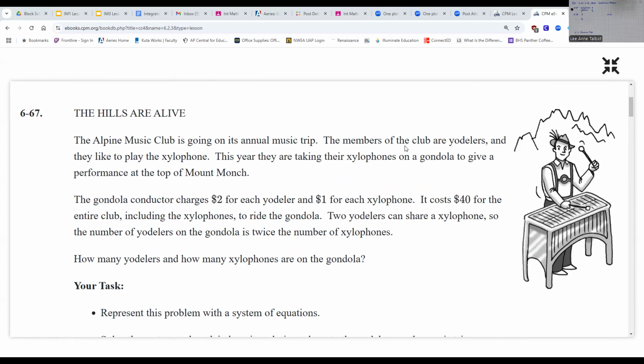Monk. The gondola conductor charges $2 for each yodeler and $1 for each xylophone. It costs $40 for the entire club, including the xylophones, to ride the gondola. Two yodelers can share a xylophone, so the number of yodelers on the gondola is twice the number of xylophones. I've already lost you.